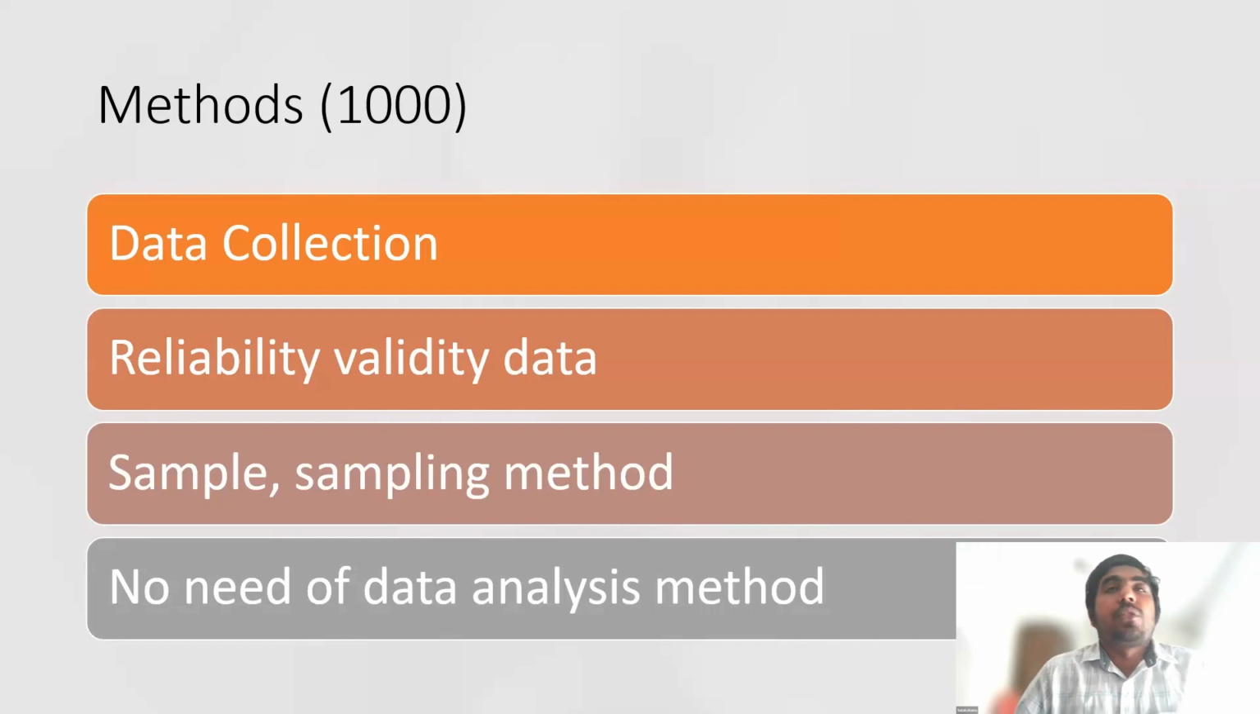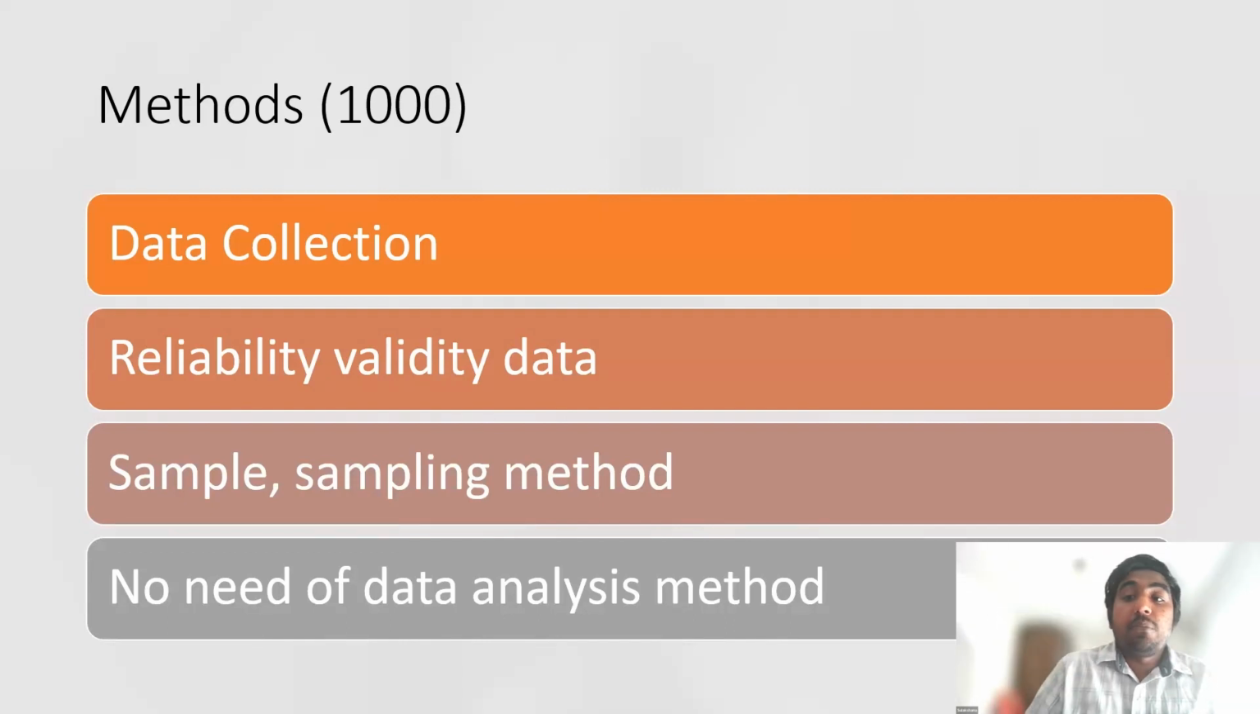Usually I have seen our students present them in the findings section. So it's wrong. Cronbach's alpha, reliability data, validity data. If you have anything about normality of the data, you can also present it in the methods section, not in the findings section.